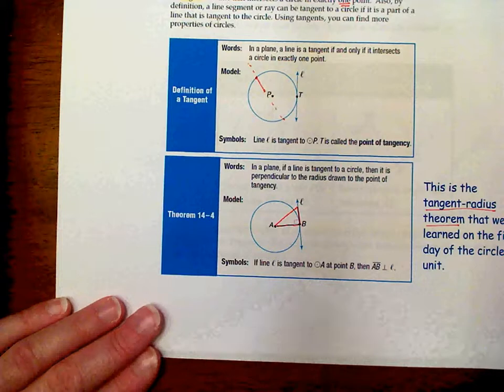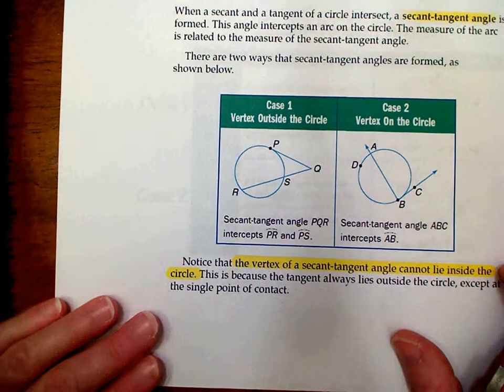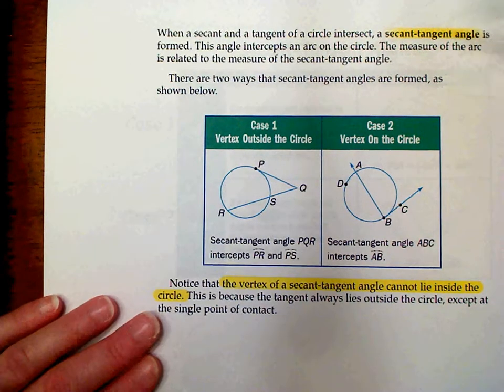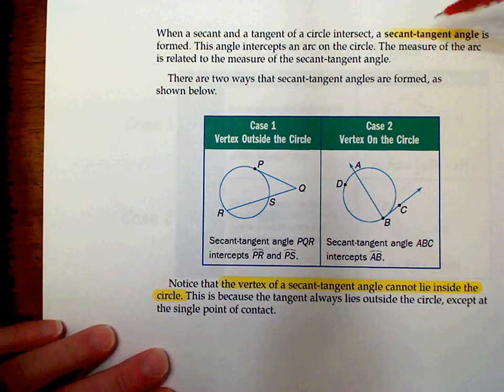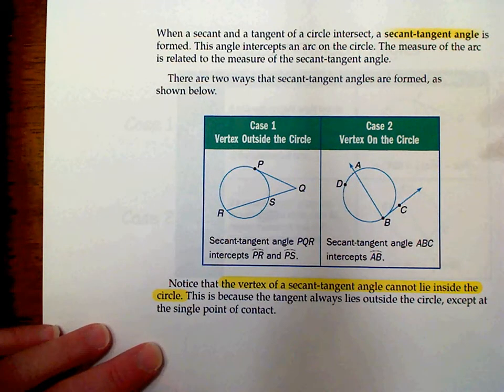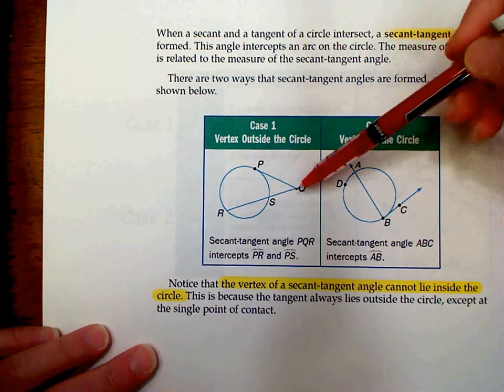All right, so when we have a secant and a tangent that intersect, we have a really creative name for that. We call it the secant tangent angle. Again, not very creative. There are two cases that occur with secant tangent angles. Since tangents have to be outside, there's no way for the vertex of a secant tangent angle to be inside the circle. That's impossible. But they can be outside the circle or on the circle.